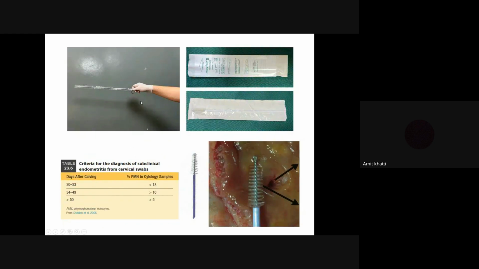This is about the cytobrush technique. Because the endometrial biopsy somewhat causes injury or damage to the uterus, this is a modified technique, which causes less injury to the uterine tissue and gives a very good, satisfactory result in terms of diagnosis.